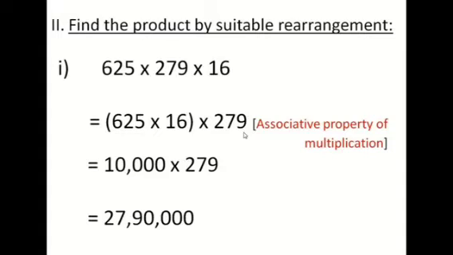Please mention it. Now if you multiply 625 and 16, you will get the product as 10,000. Again you have to write multiplied by 279. So 279 along with 4 zeros is the final product. I hope all of you are correct.